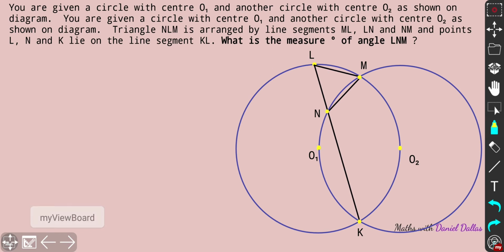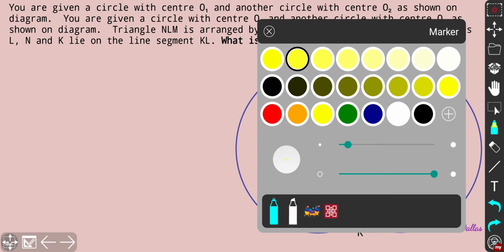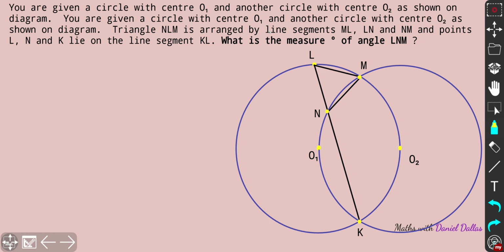Okay, so what do you need to know? What do you need to find here? You need to find the measure in degrees of the angle LNM. LNM. Okay, so if you're ready, try to do it on your own, and I'm starting to explain right now.